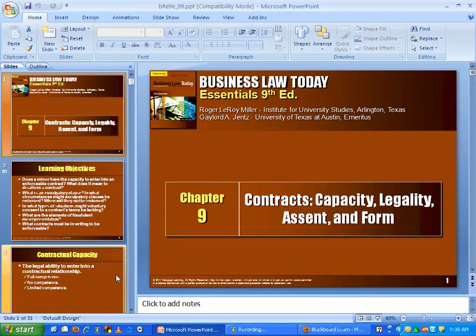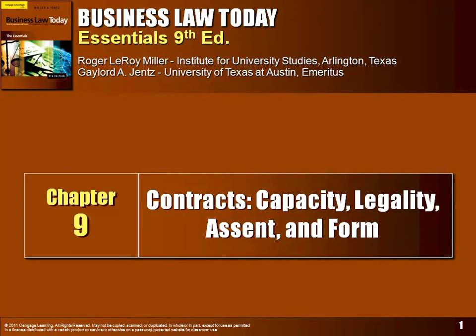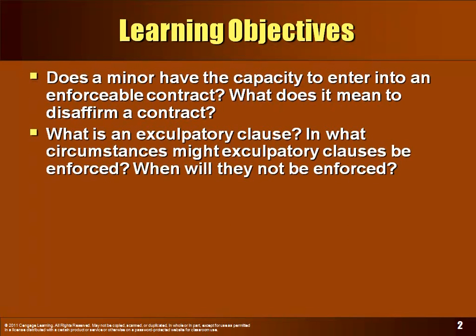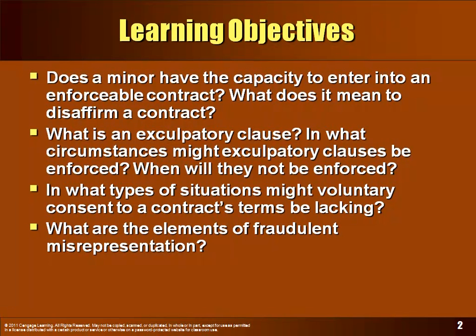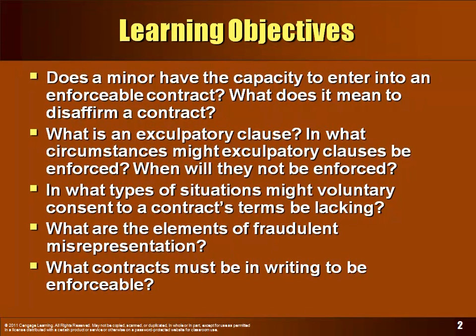So in Chapter 9, we look at, in more detail, those elements of capacity, legality, assent, and form. And specifically, we get into what happens when a minor gets in a contract and wants to get out or decides to stay in. We look at things like exculpatory clauses, situations where the consent to enter into a contract might be missing. We look at fraudulent misrepresentation. And finally, those situations where contracts have to be in writing to be enforceable.